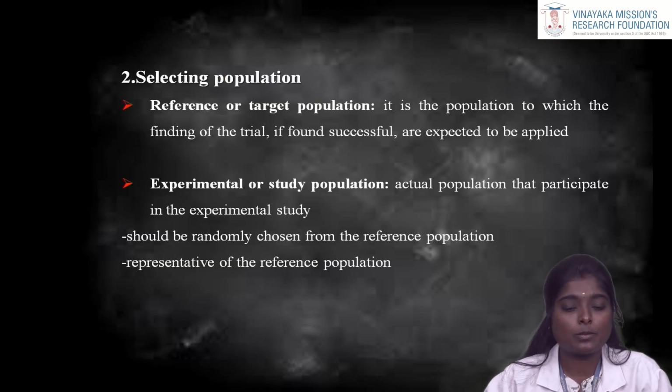Coming to the selection of population, we have to select a reference or target population or sample. It is the population to which the findings of the trial are expected to apply. The experimental or study population, the actual population that participates in the experimental study, should be randomly chosen from the reference population, and it should be representative of the reference population. So we should have two groups: an experimental group and a control group.